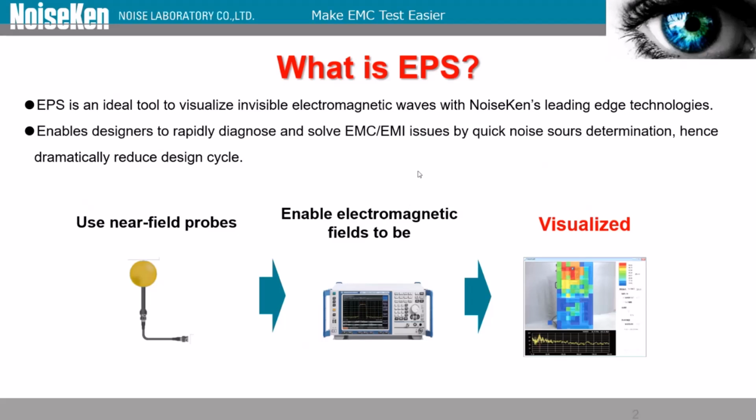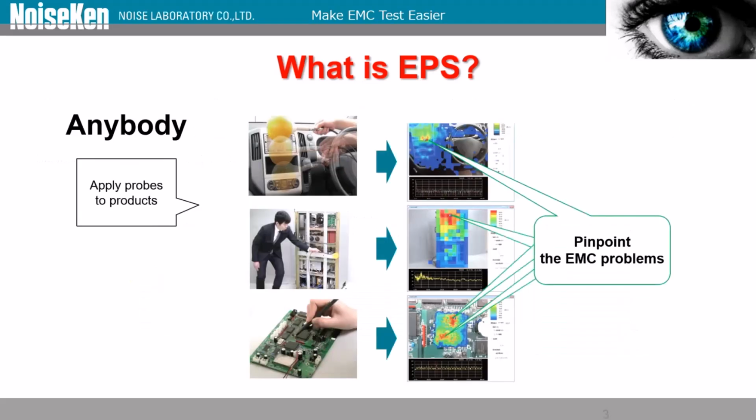Okay, and this tool is called EPS. This EPS is an ideal tool to visualize invisible electromagnetic waves with NoiseKen's leading-edge technologies, enabling designers to rapidly diagnose and solve EMC issues by quick noise source determination, hence dramatically reducing the design cycle. Well, we made this tool very easy to use. Everybody can help themselves, just simply apply the probes to the products. Then you can pinpoint the EMC root causes and problems.